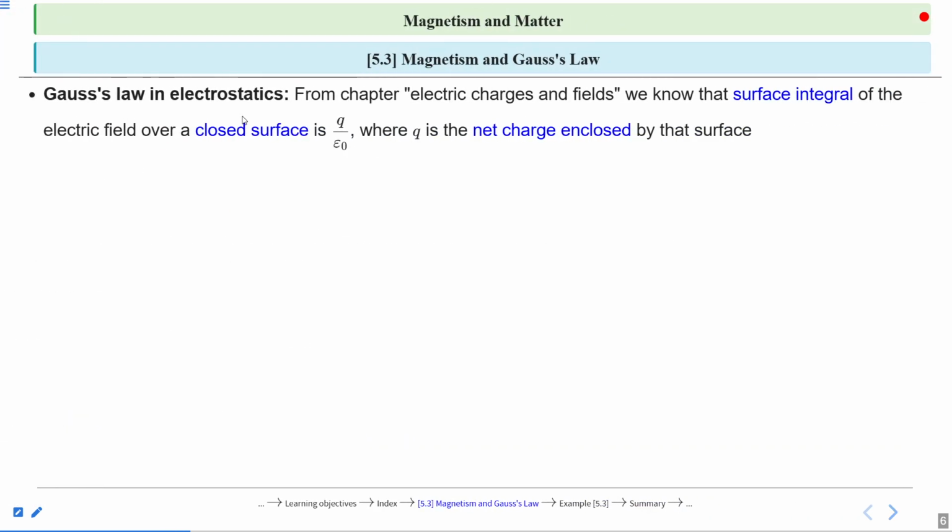So what is the Gauss law in electrostatics? Okay, Gauss law in electrostatics you have studied already, so here is a quick recap. From the chapter on electric charges and fields, we know that the closed surface integral of the electric field over a closed surface is Q by epsilon naught. Okay, so closed surface integral E dot ds.